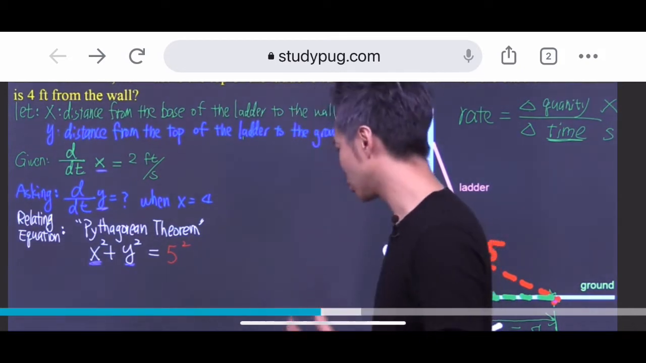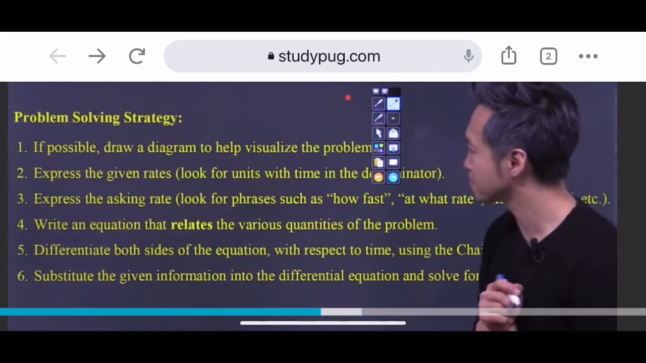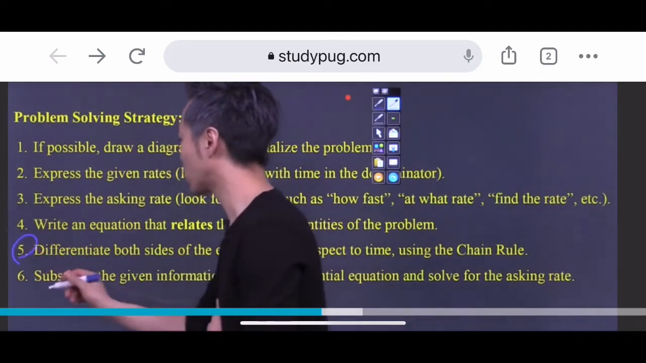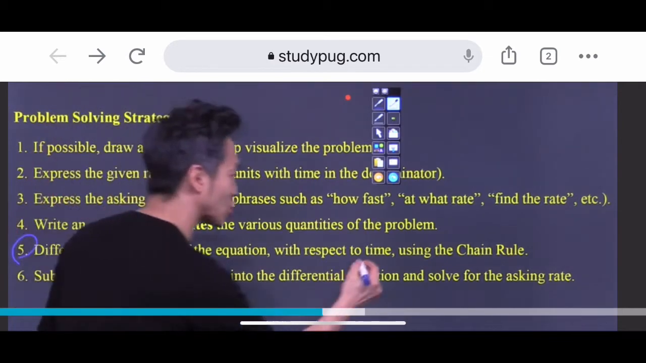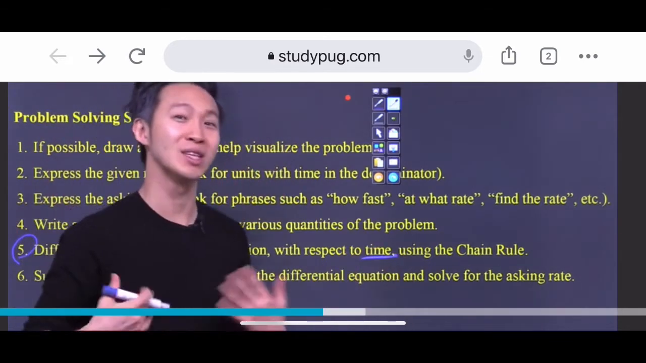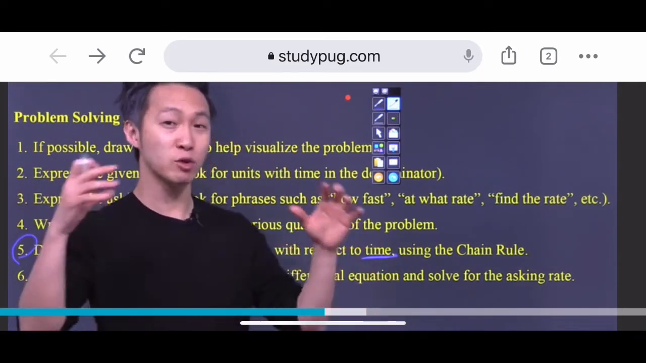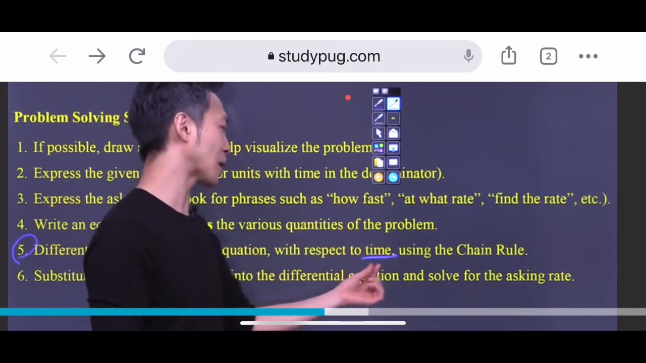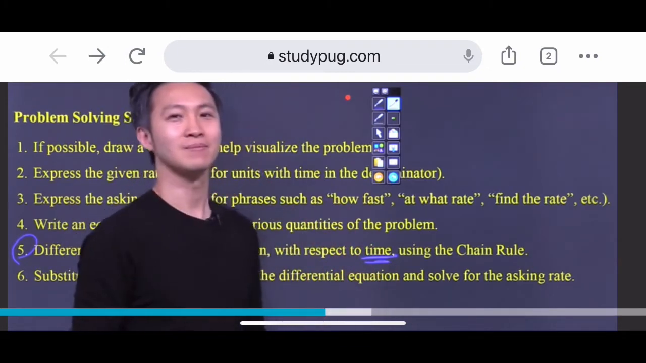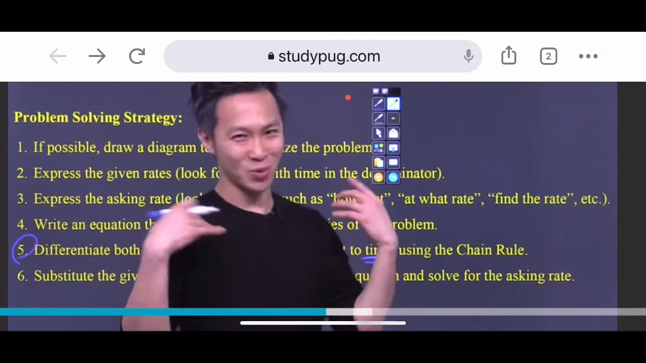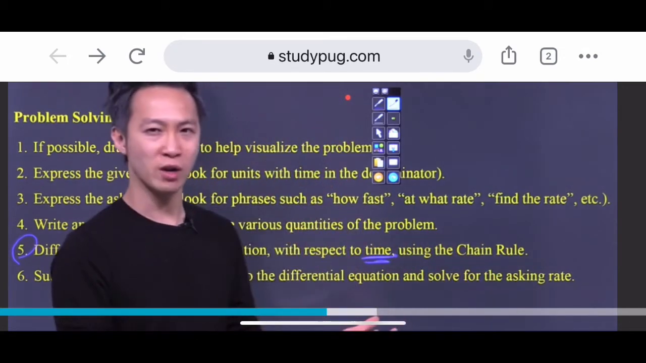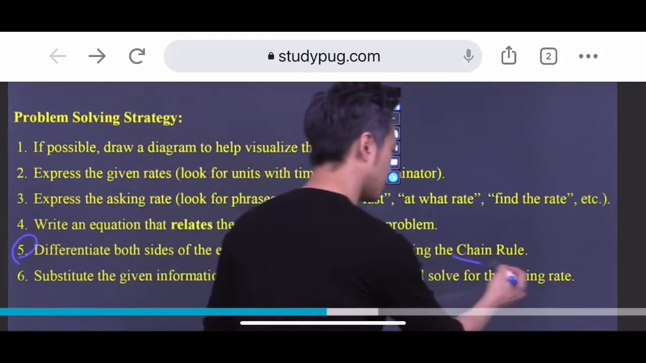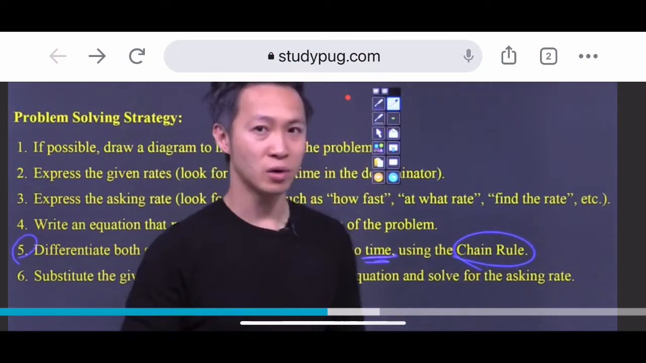So that leads us to step number 5. Step number 5, we're going to differentiate both sides of the equation with respect to time, because we're dealing with rates, right? So we have to perform the derivative with respect to time, okay? And we're going to apply the chain rule again. Anytime we perform a derivative, we have to apply the chain rule, right?